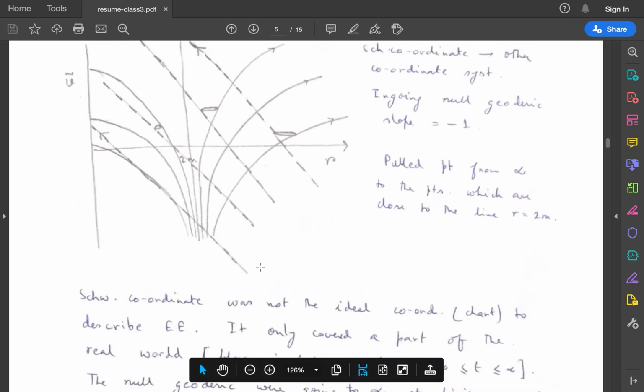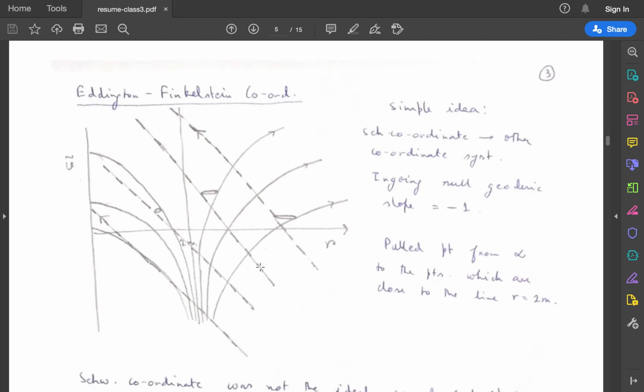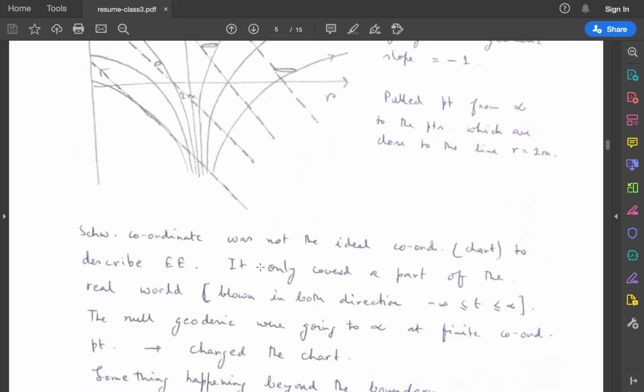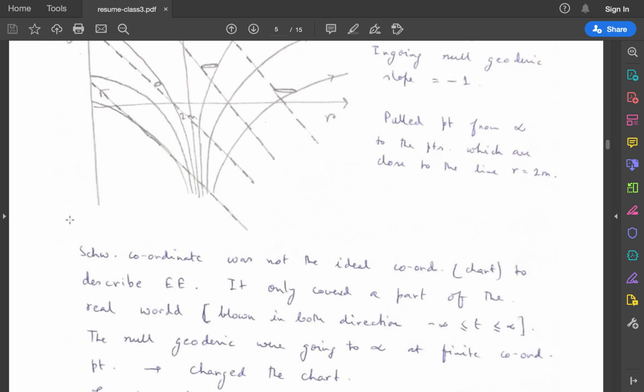So what can we conclude from this whole thing? First, we can conclude that the Schwarzschild coordinate was not an ideal coordinate. It was not a good chart to describe the Einstein equation. The Einstein equation describes a manifold, and the Schwarzschild coordinate was not an ideal coordinate to do that. We have chosen it, but this was our drawback.